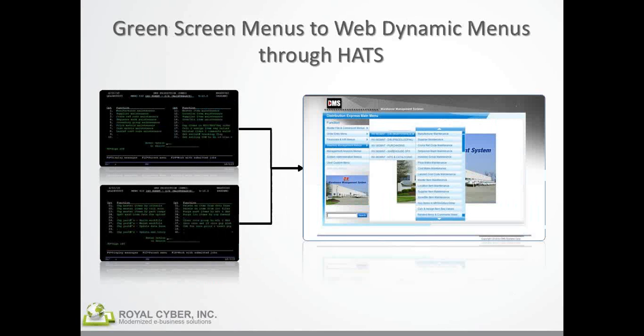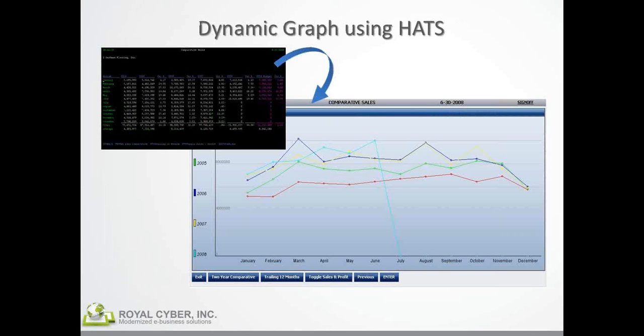With dynamic menus built in HATS, we can create user role and rights based menu options. These menus are either absent in the legacy applications or are very hard to use. So with dynamic menus, a HATS application can present menus based on the rights of the user using the application.